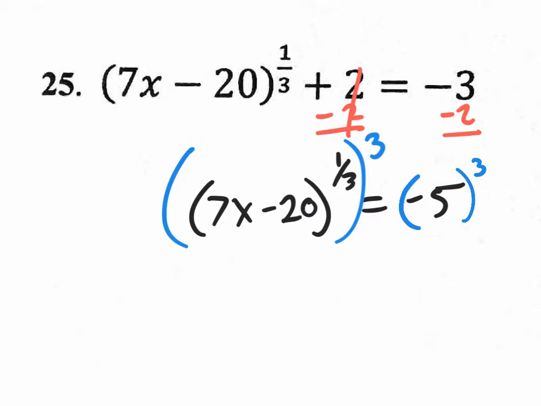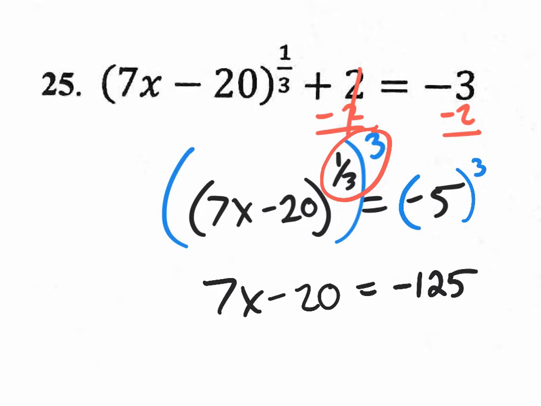So we did say that a power to a power you multiply. 1/3 times 3 is 1, so what we have is 7x minus 20 to the 1 power, which is unnecessary to put, equals negative 5 times negative 5 is positive 25, times negative 5 takes you back to negative 125. So we're almost done with this.